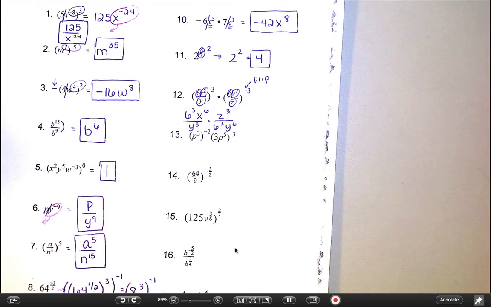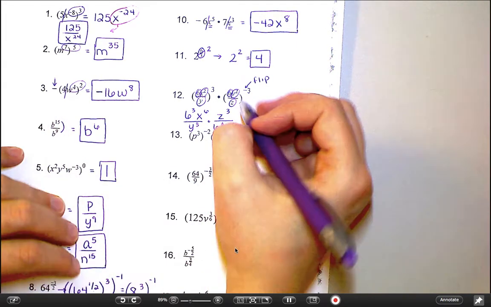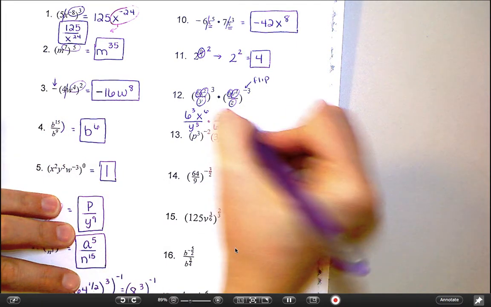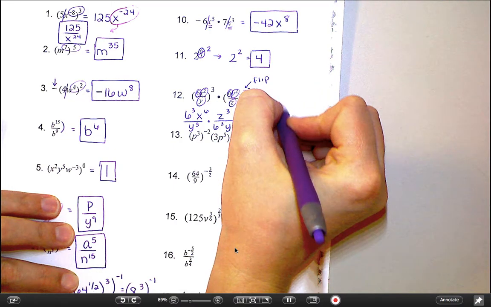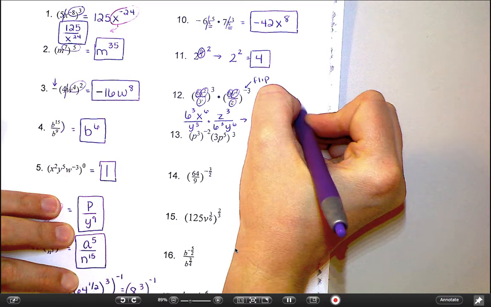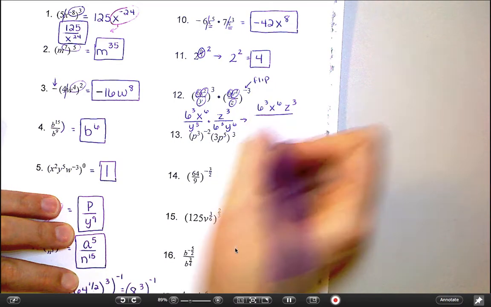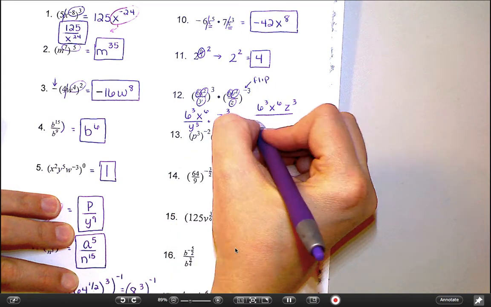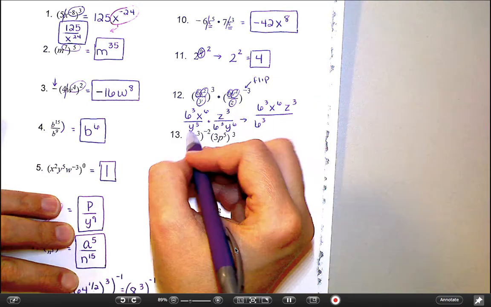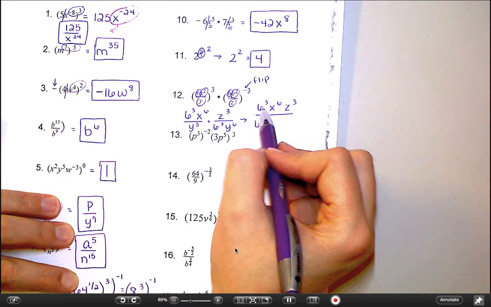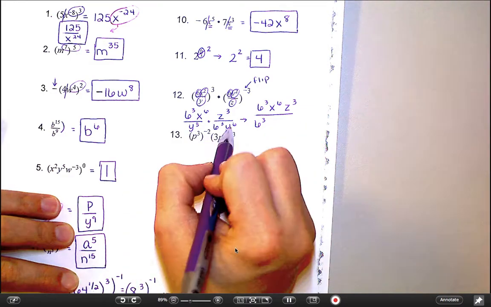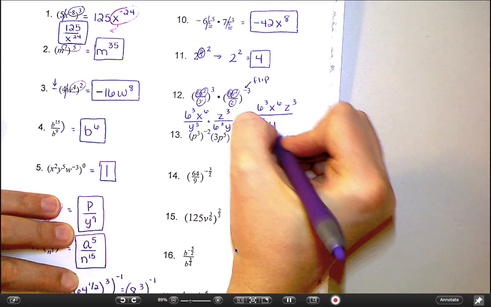All right. Now I'm going to cram everything together left to right. So on the top now, I have 6 to the third, x to the sixth, z to the third. On the bottom, and I'm just going to put the number part first, I have 6 to the third. Down here, I can actually combine those because they're both y's. Up here, I had an x and a z, so I couldn't. This would become y to the ninth.